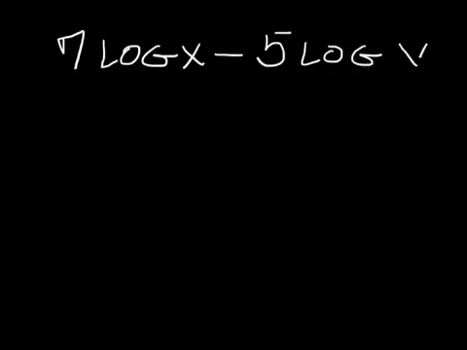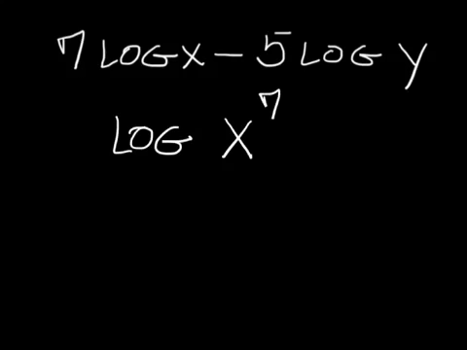I'll drop this one off at the table. This is 7 log x minus 5 log y. Most of you had the right answer, except you were missing one important thing: log, and then x to the 7th over y to the 5th.